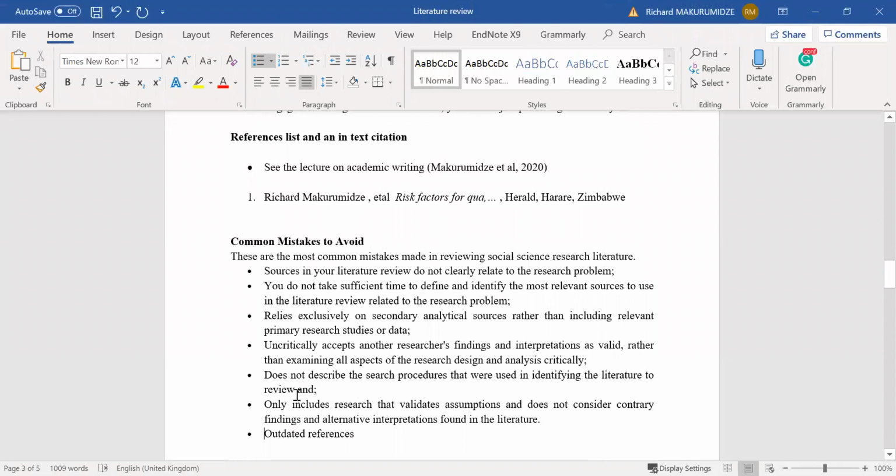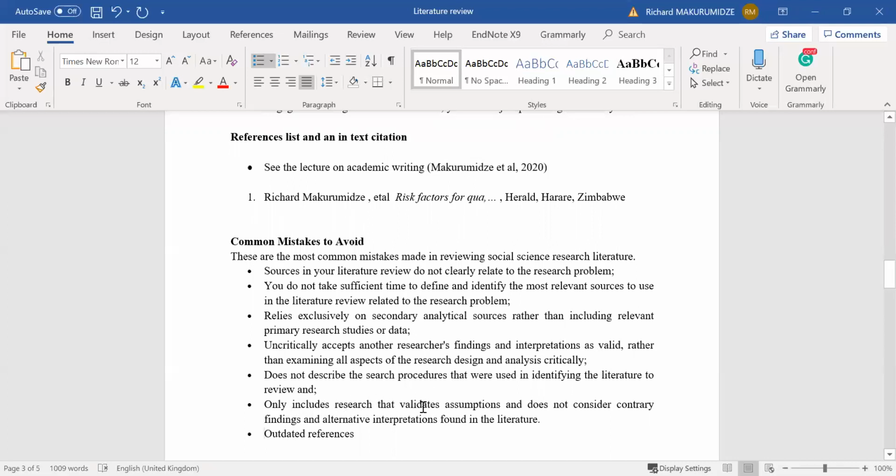At some level you may need to tell people how you got your literature. Another mistake is uncritically accepting other researchers' findings and interpretations as valid, rather than examining all aspects of the research design and analysis critically. You don't just read and say things as they are. As you write your literature review, you also need to critically analyze these things and give your opinion on it, not just assume whatever has been written is valid.